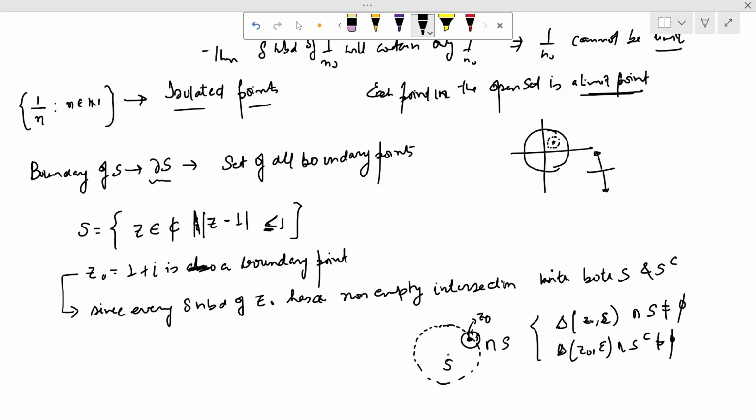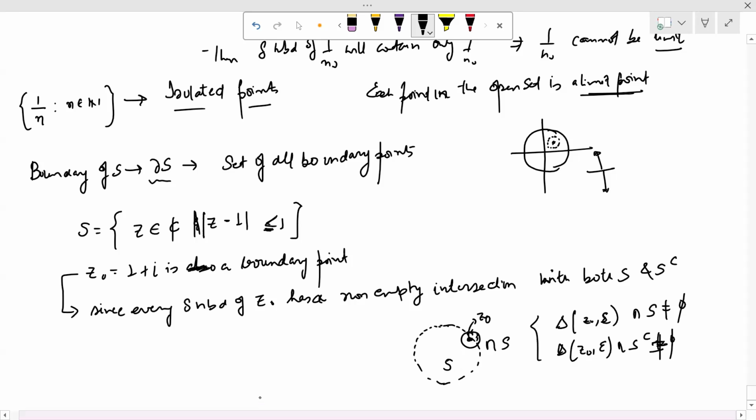Boundary means, see, what is boundary? Boundary is something which separates. So if you are at home, a boundary would separate you from the external surroundings, and the external surrounding also has this boundary. So understand that if Z naught is a boundary point, and if I make any neighborhood about Z naught, and if I take an intersection with the points inside S, then it has to be non-empty. And if I take an intersection with S complement also, then also it has to be non-empty. Only then I will say that this point Z naught is a boundary point. I hope it is clear.